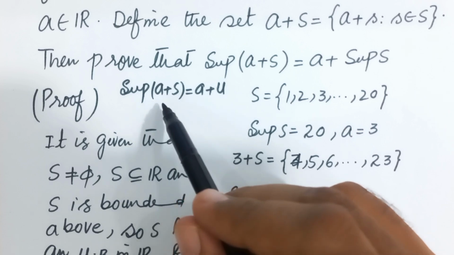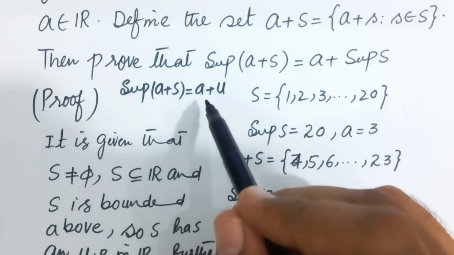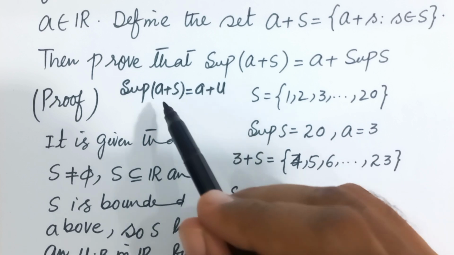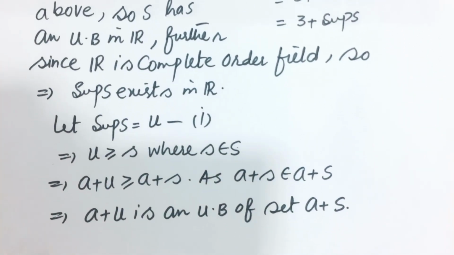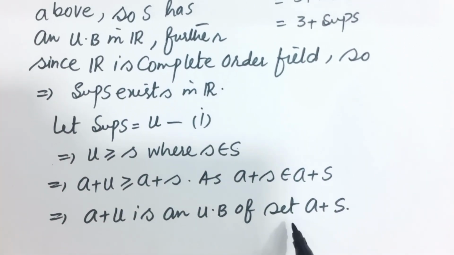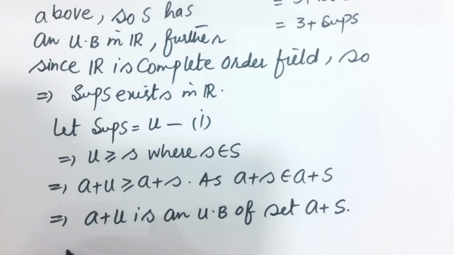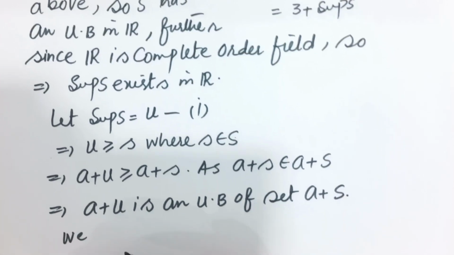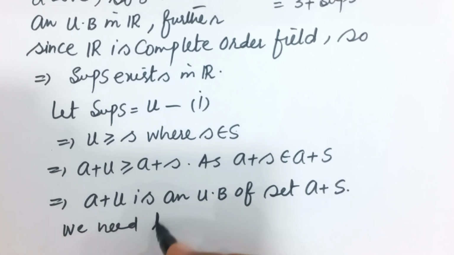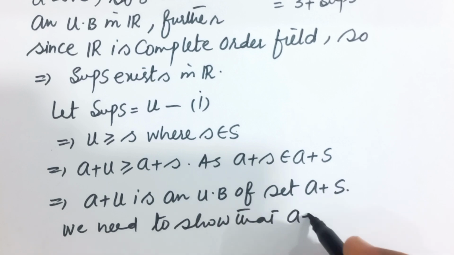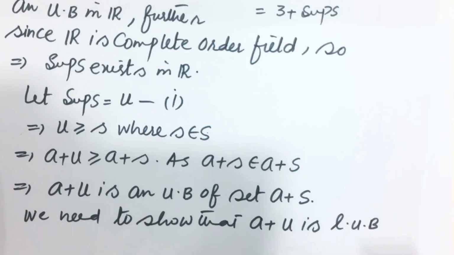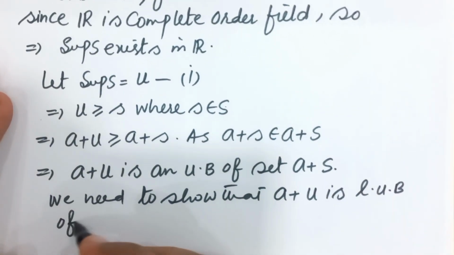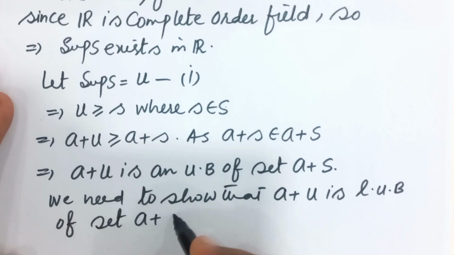Supremum means least upper bound. Least upper bound of A plus S is equal to A plus U. It means A plus U is the least upper bound of A plus S. So our target is to show that A plus U is the least upper bound of the set A plus S.